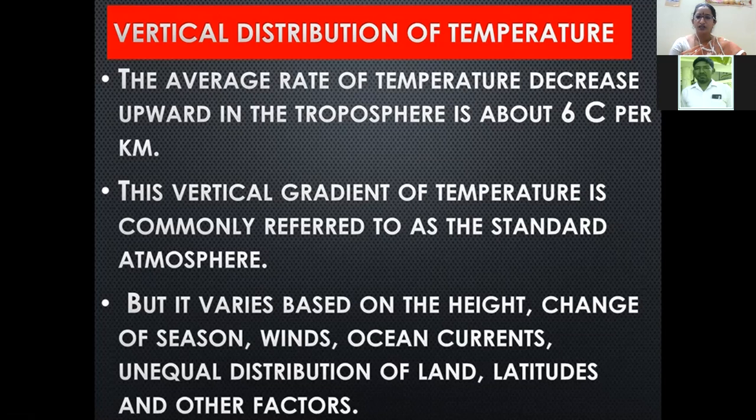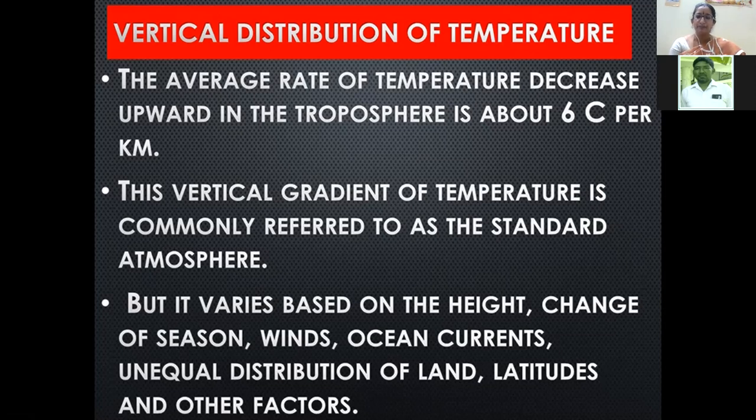So what does it mean? For every 1 kilometer of height we go above into the troposphere, the temperature decreases by 6 degrees. It is affecting in that way. And not only that, this vertical gradient of temperature is commonly called the standard atmosphere. So what is this temperature gradient commonly called? Standard atmosphere.